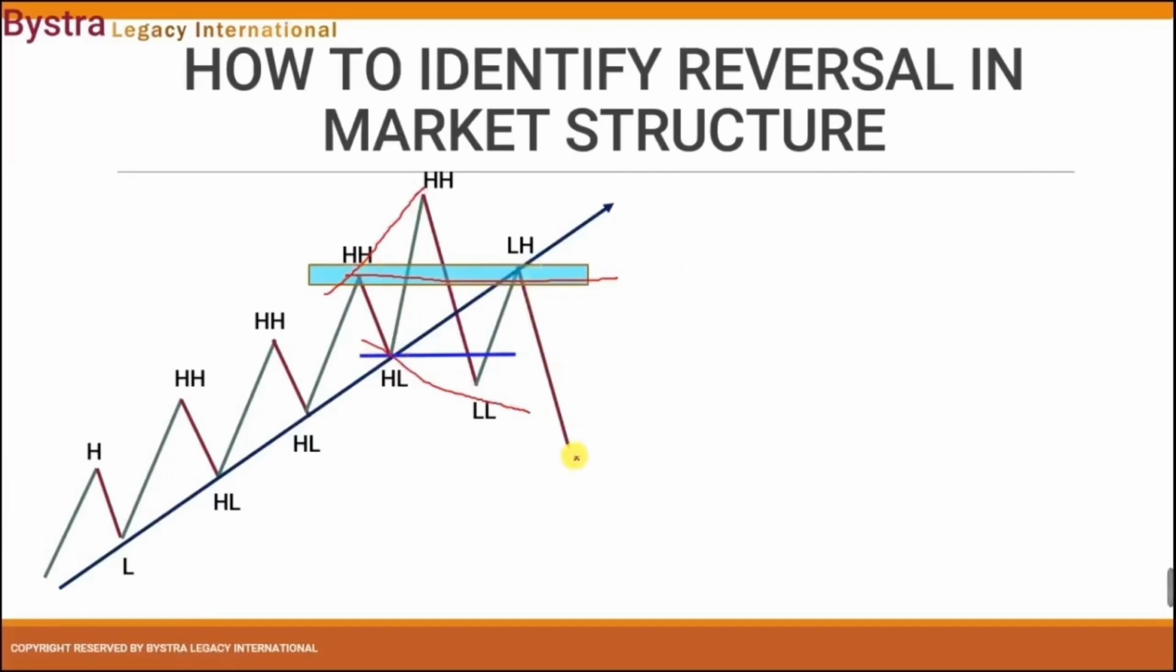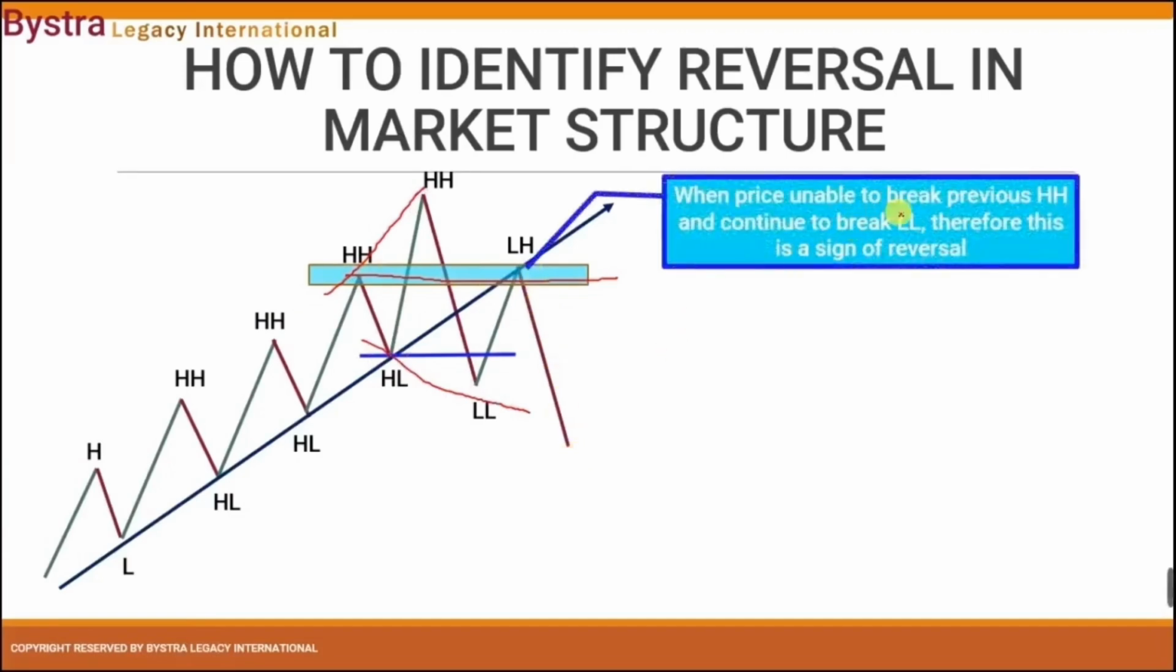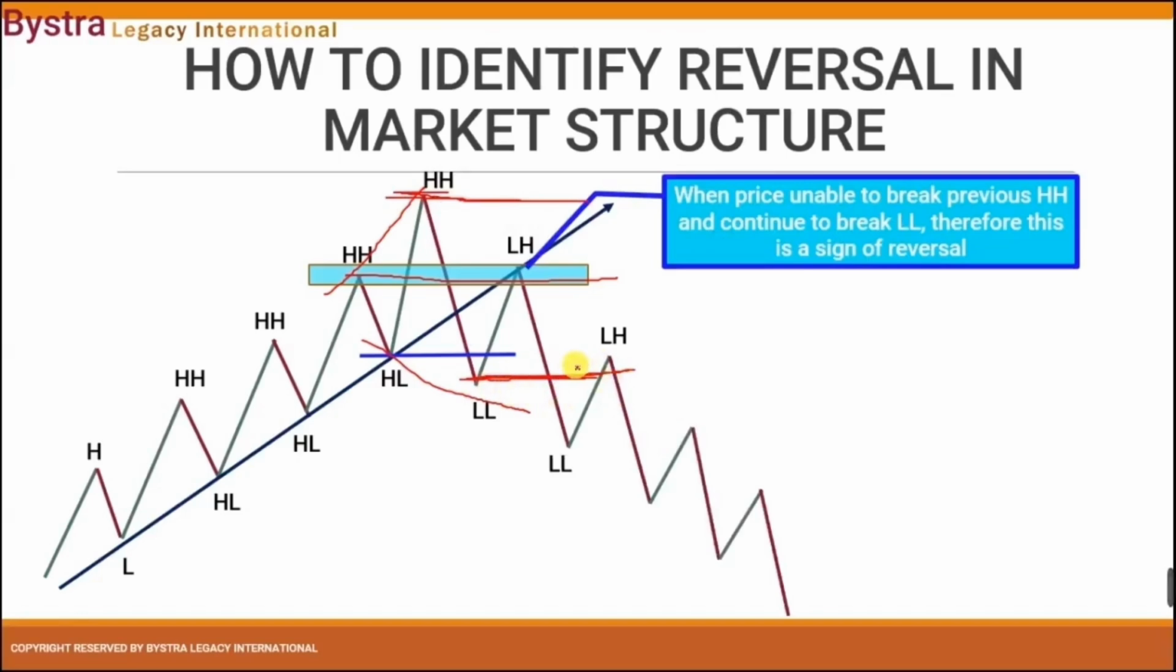Now let's look at when the price is moving in a downtrend. So in a downtrend, remember the structure, price will create low, high, lower low, lower high, lower low, lower high, lower low. So same thing as well. If we draw a trend line, you can see that the price is respecting this trend line. So what happens when the price decides to break this trend line? At the same time, it broke this previous lower high.